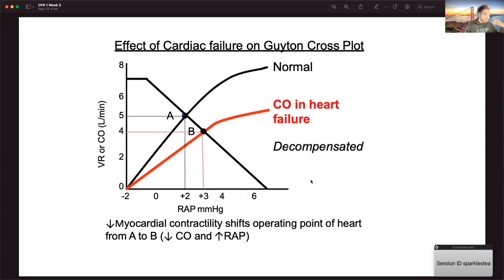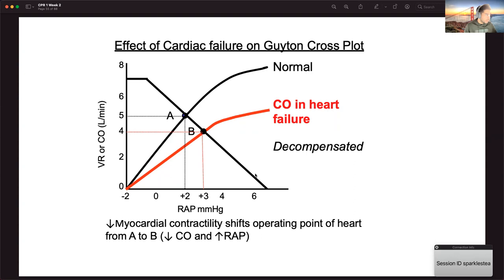Remember, the more you pump out, the more should return. It's a closed loop system. Your blood or any sort of fluid doesn't magically dissipate. It doesn't just disappear into thin air. It all follows physical parameters. So with the myocardial contraction being decreased, the set point moves from A to B. So decreased cardiac output and increased RAP, which is right atrial pressure, okay?